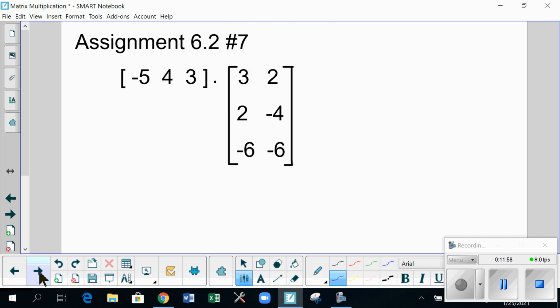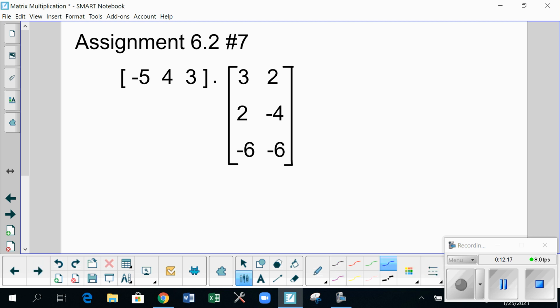Okay, so here is question number 7 off of assignment 6.2, and we'll do a couple of more examples directly right off your homework assignment, so you can get practice, get used to how to do this. First off, let's make sure this one's even possible. My first matrix is, so this one only has one row.